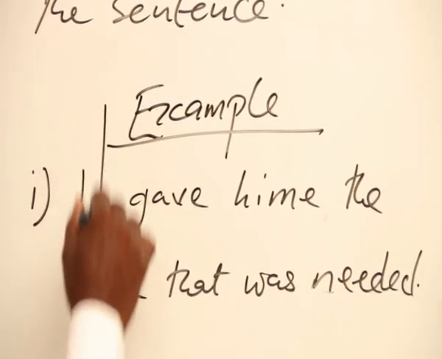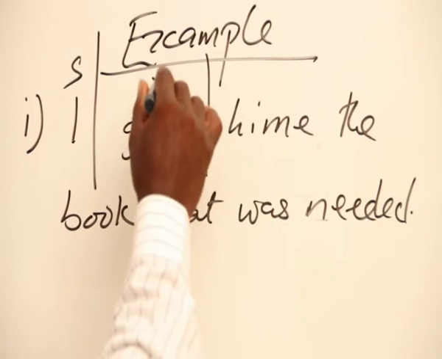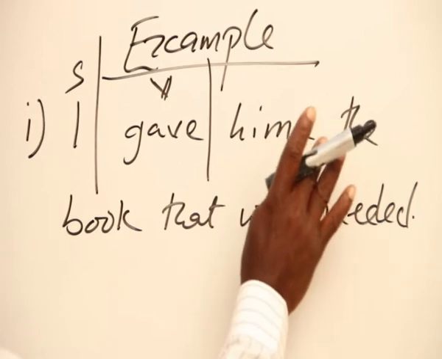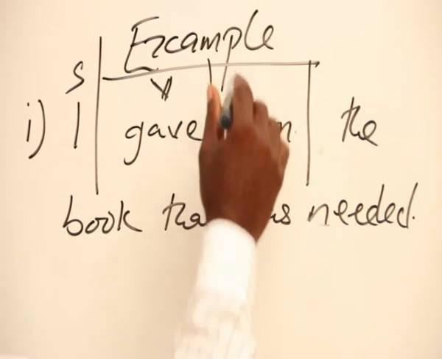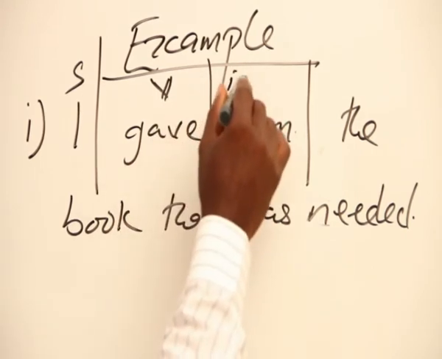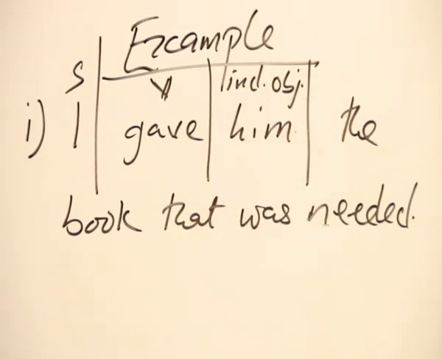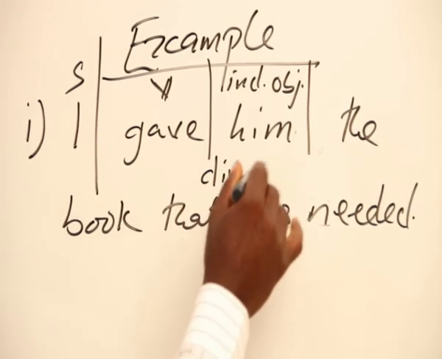Now, in this sentence, we have our subject, I, we have our verb, gave, then him as our indirect object. While from the book, from the to needed is the direct object, the actual thing that is affected by the verb gave. So we refer to that as our direct object.